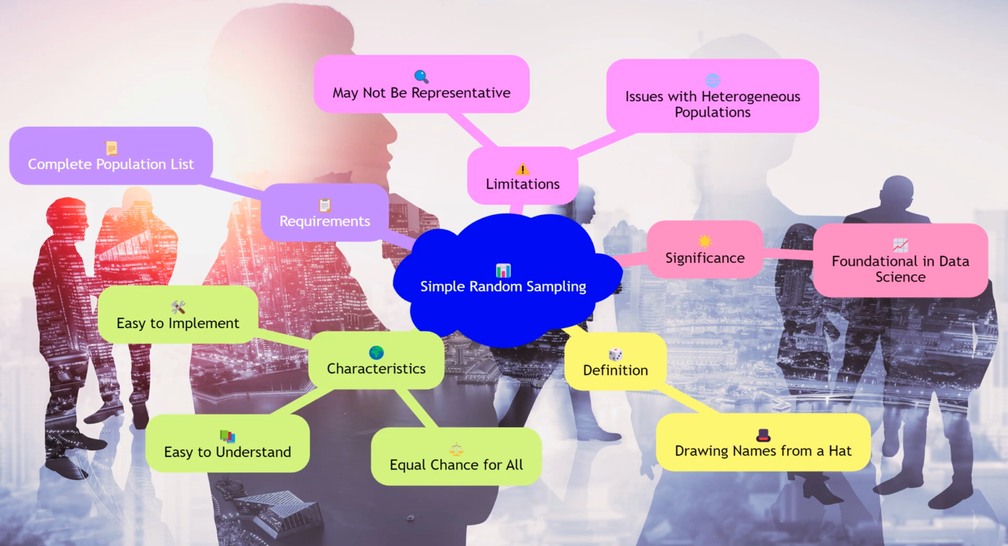However, it requires a complete list of the population, which may not always be available. Additionally, while it reduces selection bias, it may not always produce a representative sample, especially in heterogeneous populations. Despite these limitations, simple random sampling remains a foundational technique in data science.